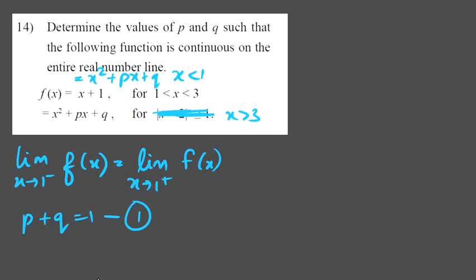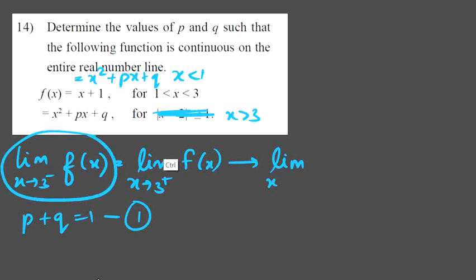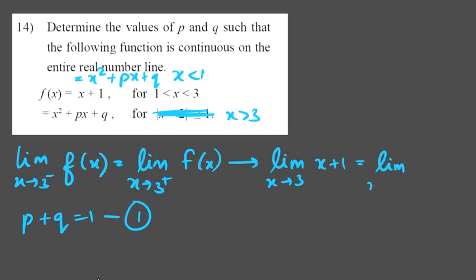Similarly, if we try to evaluate one more condition between p and q, we have to say that the function is continuous at x equal to 3 also. So the left hand limit at 3 should be equal to the right hand limit at 3. To simplify that, we can just say that for x tends to 3 minus, that is for x less than 3, the function is x plus 1. So on the left hand side, that is this part, becomes limit of x tends to 3, x plus 1, and the right hand limit, that is the limit for x tends to 3 plus, that is for x greater than 3, the function is again x square plus px plus q.